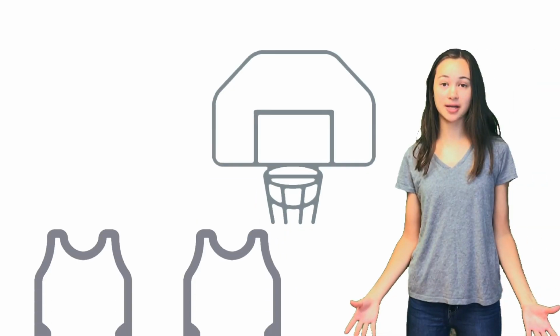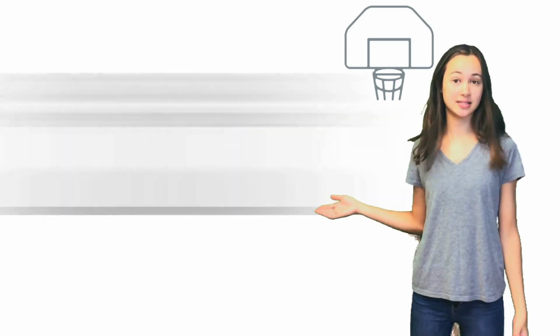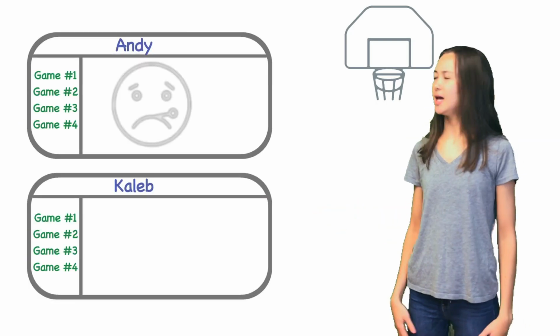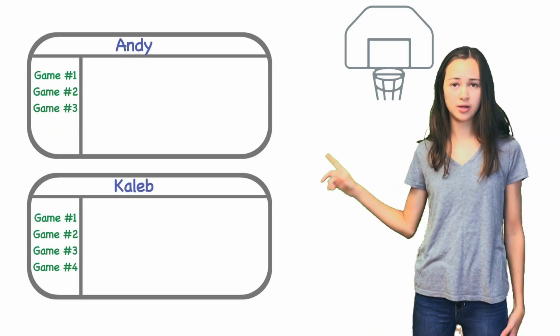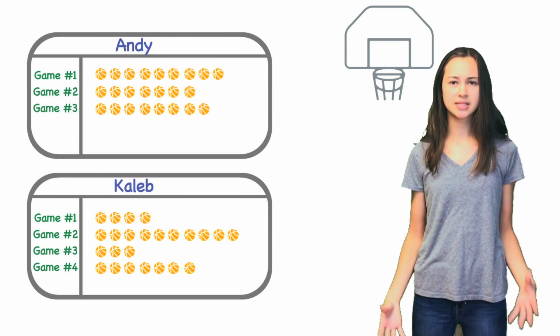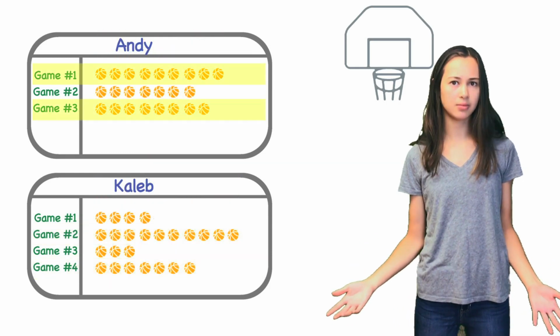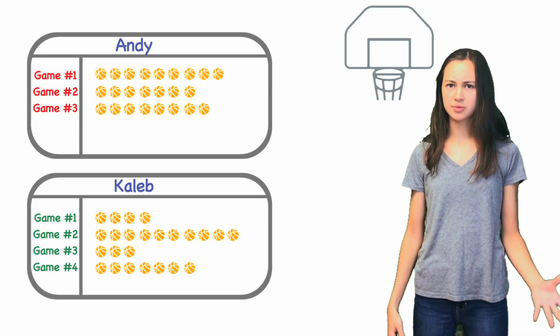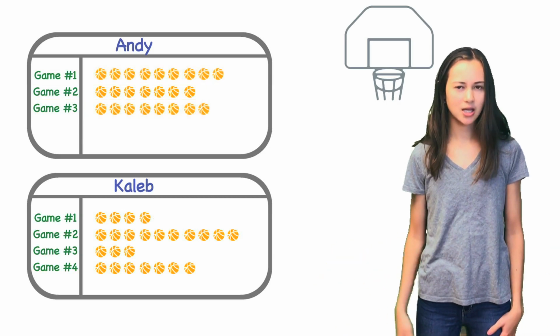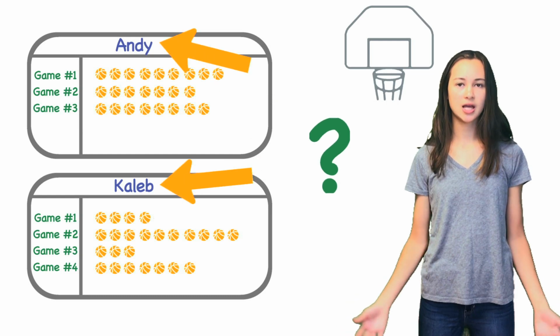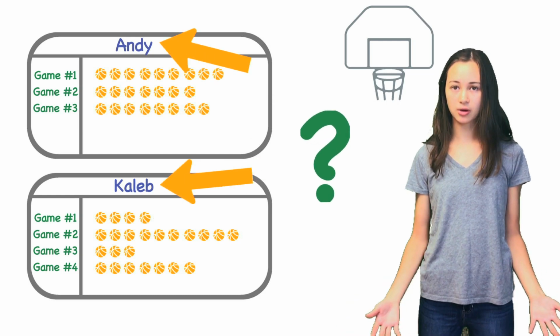That's a little trickier. Let's look at all the points Andy and Caleb scored in this season's basketball games. Andy was sick and did not play game number 4. In some of the games, Caleb scored more than Andy. In other games, Andy scored more than Caleb. Andy played 3 games while Caleb played 4 games. So how do we compare the two players? How do we figure out who's the better scorer?